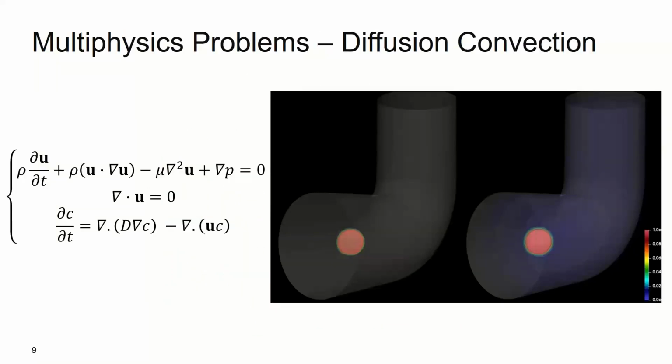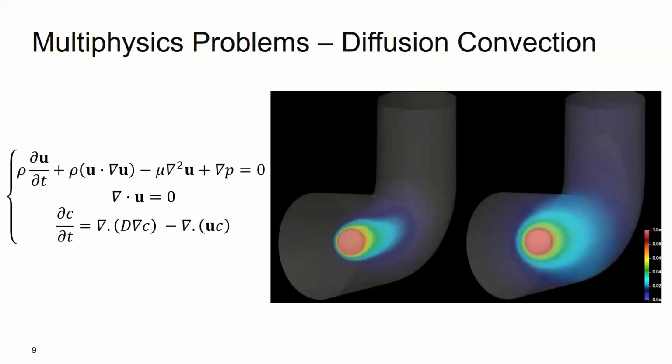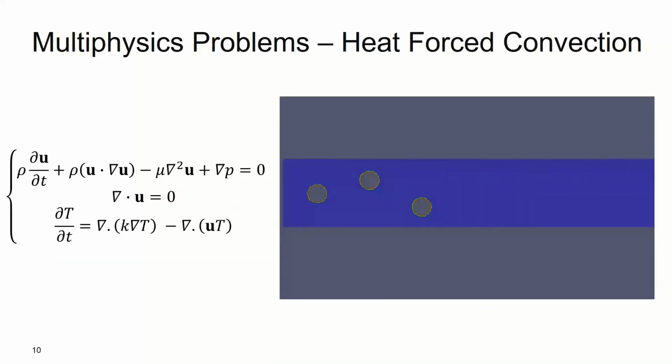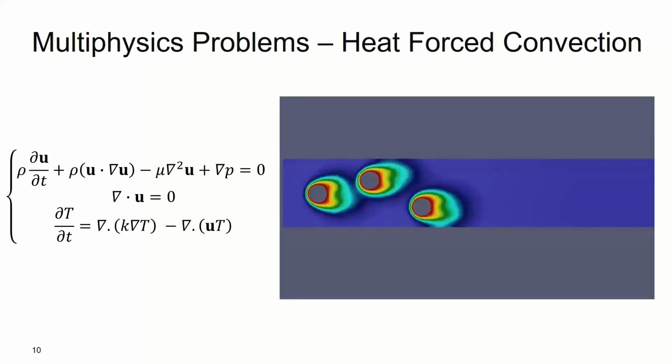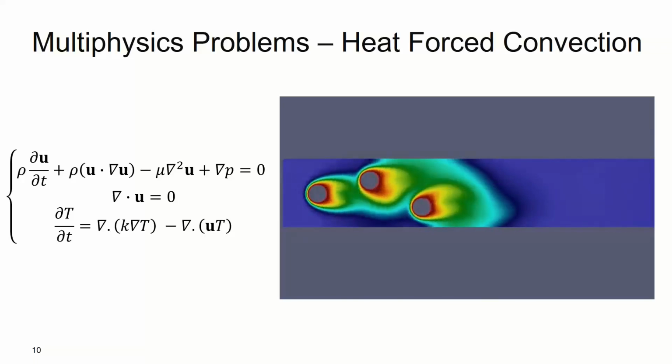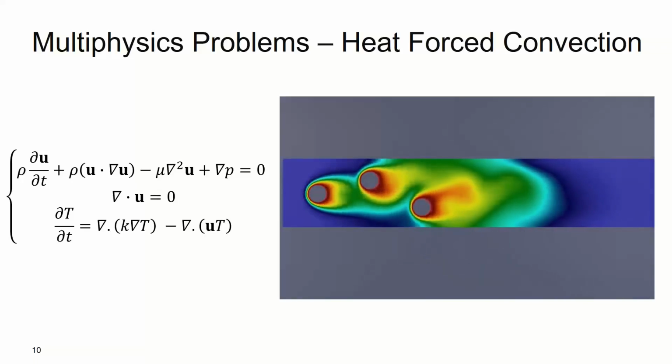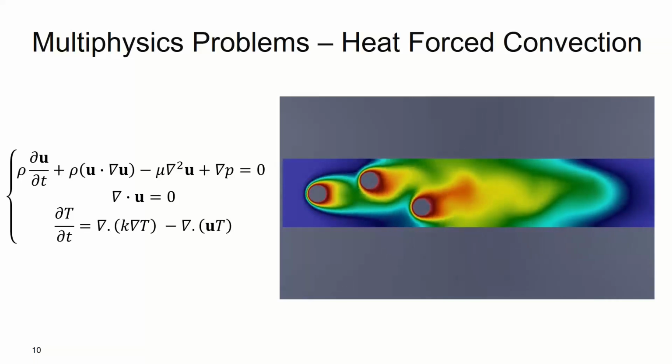The next example is a coupled multiphysics problem, with diffusion and convection together. Depending on the type of diffusion, we have different regimes. On the right, we have high diffusion. On the left, low diffusion. This is the partial differential equation. As you can see, it is coupled, with the effect of convection also in the diffusion equation. So this is the result. And we have the same thing also with a couple of obstacles. This is written for heat.